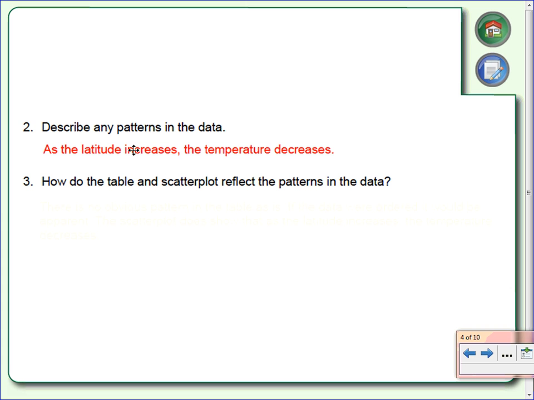Or we can say that as the latitude increases, in other words, as the x's are getting bigger, the y values, the temperature, is decreasing. Those numbers are getting smaller. As one is getting bigger, the other is getting smaller. If you didn't write this, make sure you write this.